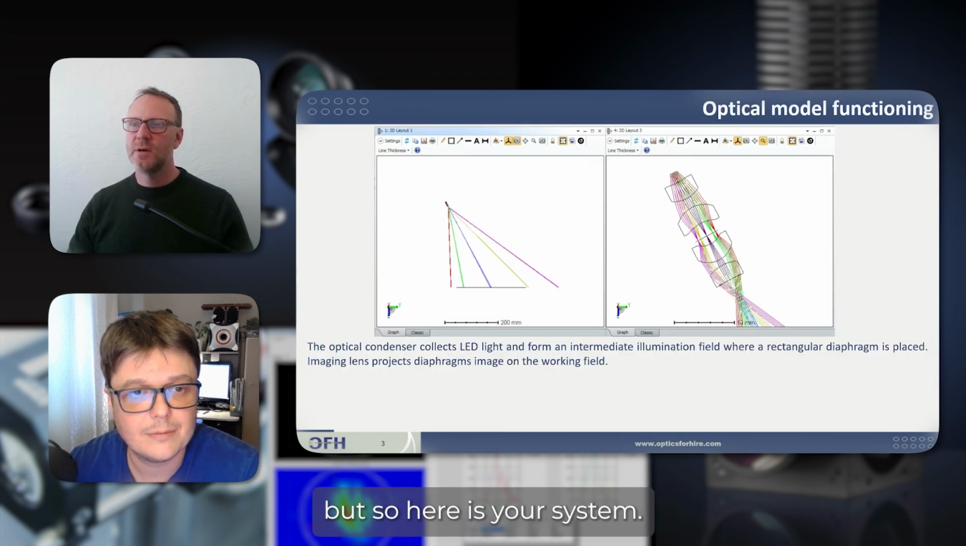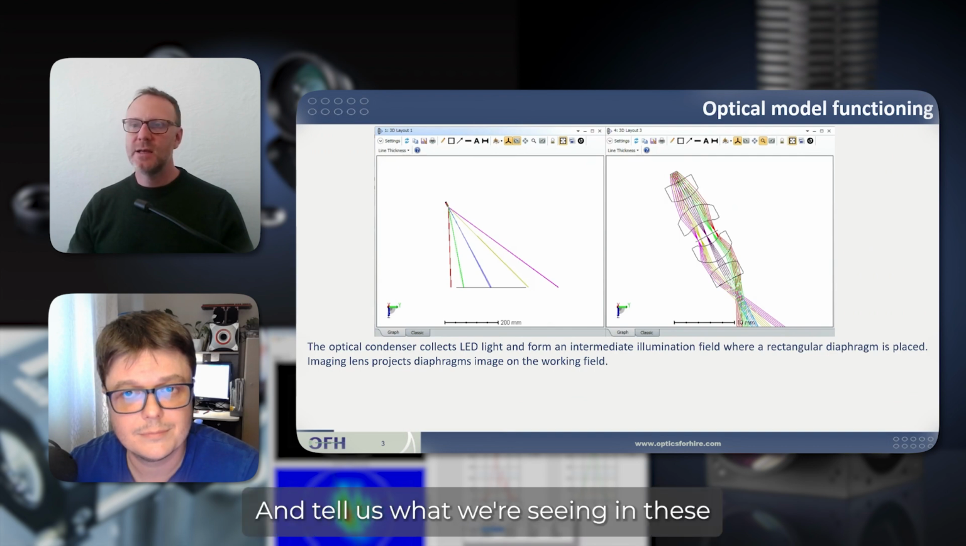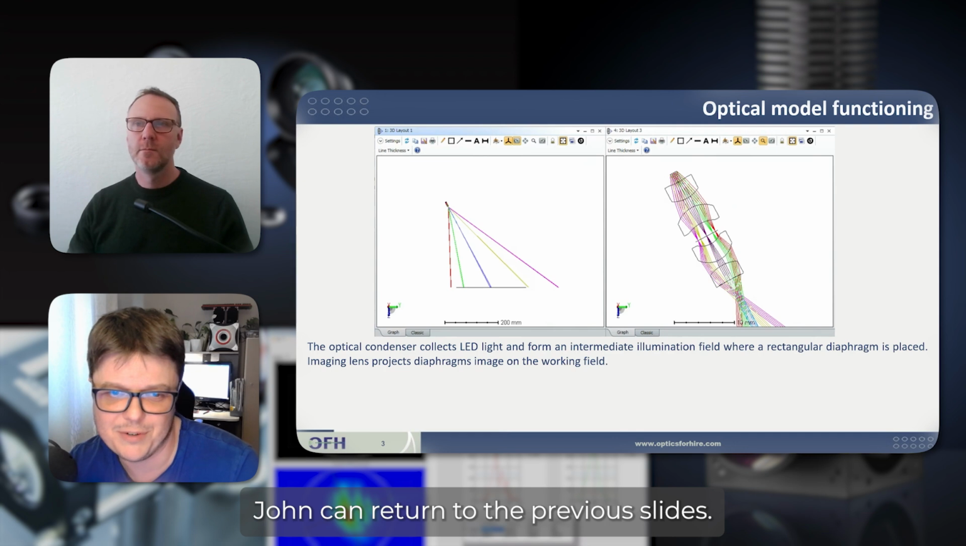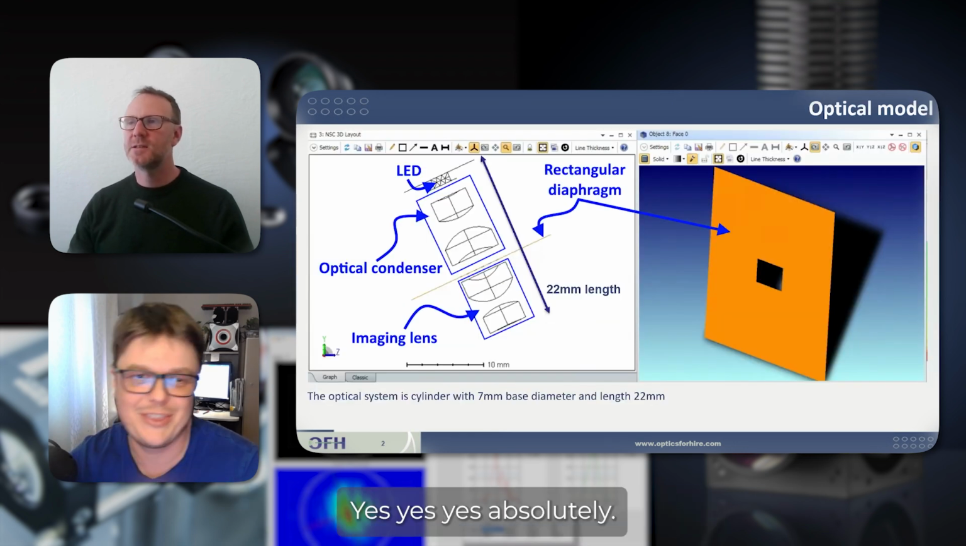So here is your system, and tell us what we're seeing in these images. John, can we return to the previous slide? I have one more thing to add. Yes, absolutely.